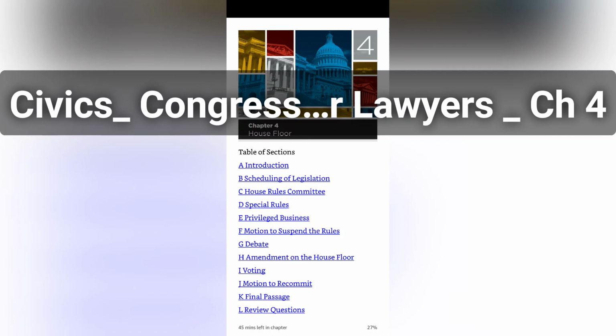The special rule reported by the Rules Committee may stipulate the way in which amendments are voted on in order to gain parliamentary advantage. For example, a special rule may provide for a way to vote on several alternative amendments to the same language in the bill.